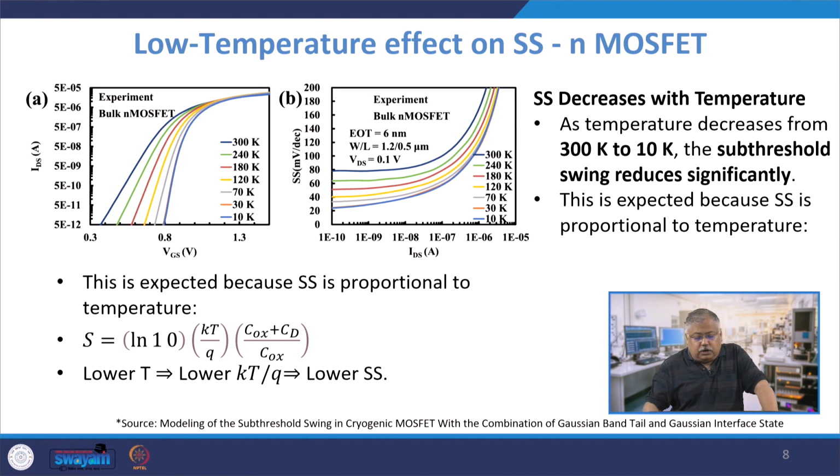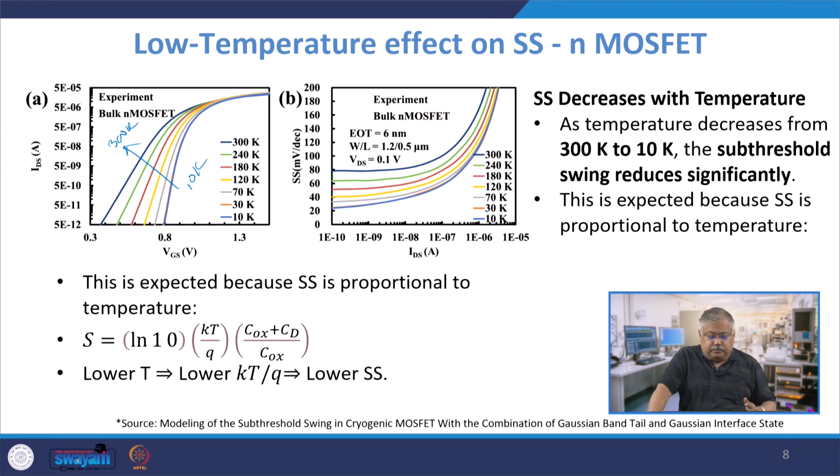So let us look at the low temperature effect on the subthreshold swing in an n-channel MOSFET. The left hand side figure is the drain current in log scale versus gate voltage, from 10 Kelvin to 300 Kelvin. This is 10 Kelvin and this is 300 Kelvin. This is for a bulk NMOSFET, and these are all experimental data taken from the paper. On the right hand side is the subthreshold swing versus drain current. Interestingly, at very low drain currents, the subthreshold swings are almost constant, independent of the current, be it low temperature or high temperature.